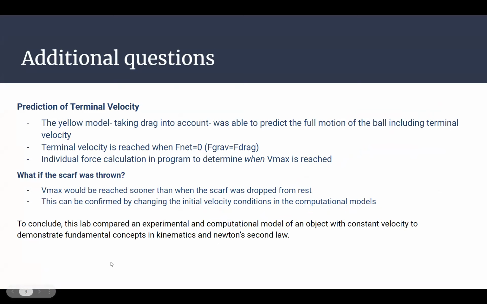The yellow model takes drag into account and was able to predict the full motion of the ball, including terminal velocity. Terminal velocity was reached when F net equals 0, which means that the force of gravity and the force of drag were equal, so that the object cannot change and is now moving at a constant speed. Individual force calculations and programs determine when Vmax is reached, and if the object is thrown, Vmax would be reached sooner than when the object was dropped from rest.